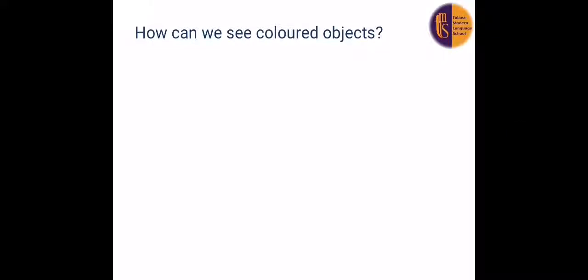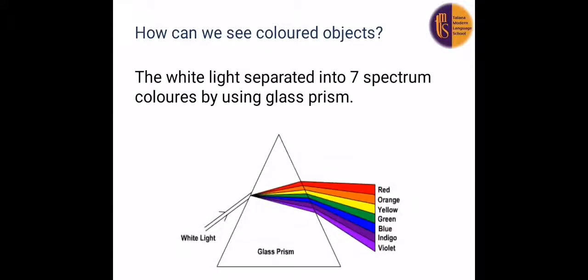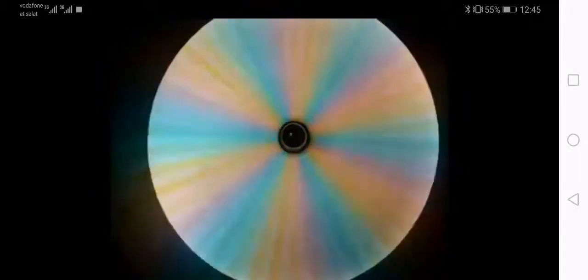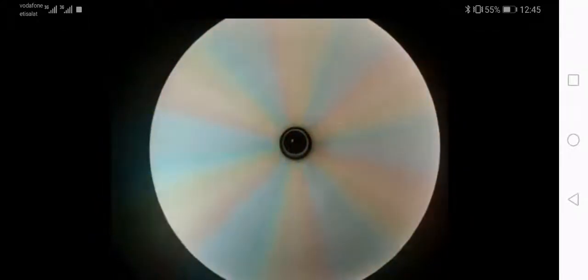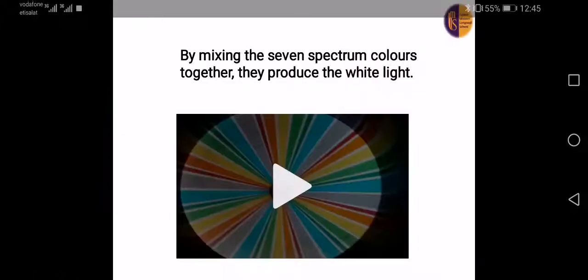Before we answer this question, we have to remember together that the white light is separated into 7 spectrum colors by using what? We studied it before by using a glass prism. So again, the glass prism separates the white light into 7 spectrum colors. And by mixing these 7 spectrum colors together, they produce the white light, as shown here in this video. By mixing the 7 colors, we can see them as a white light.